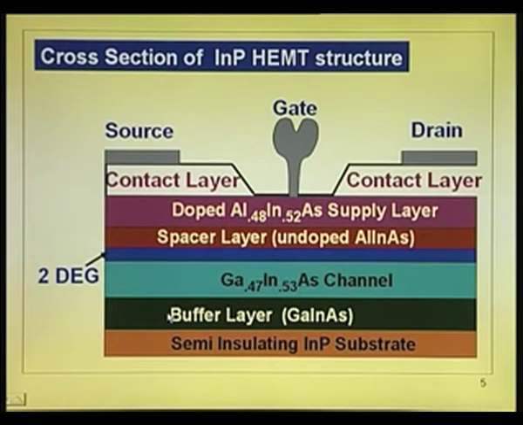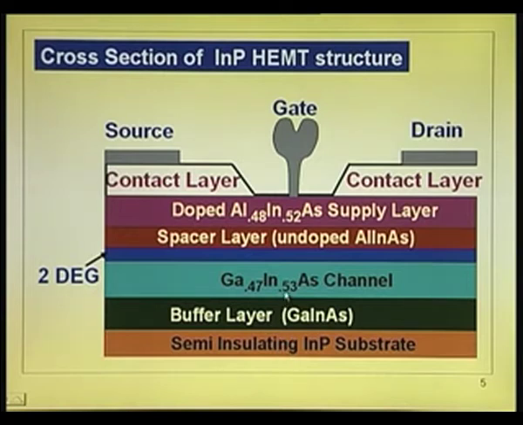That is the cross section of the indium phosphide HEMT structure. Nothing new here, all that you would see is a semi insulating indium phosphide substrate, then a buffer layer. You can grow gallium indium arsenide on semi insulating indium phosphide, lattice match is there. The buffer layer is actually grown before you actually grow the real channel material. This buffer layer, as I mentioned earlier, absorbs any of the defects which are present in the substrate.